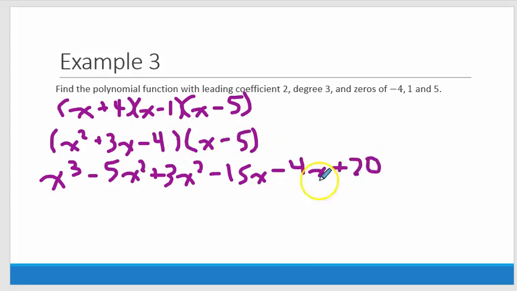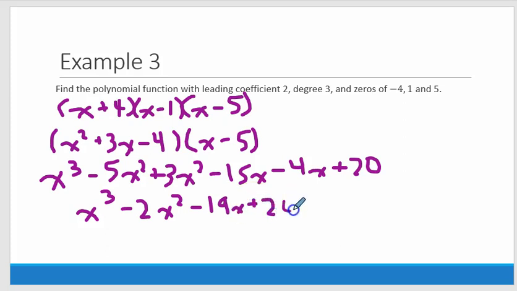You should end up with some like terms that you can combine together. I don't have anything for the x cubed. That's the only like term. There are no like terms for the x cubed. For the squares, I see 2 of them. So if I combine these terms, I get negative 2x squared. For the x to the first power, I have negative 15 minus 4 more, so that's negative 19x. And then I'm adding 20. So based on the zeros, my answer is done. This is the polynomial that has zeros of negative 4, 1, and 5.